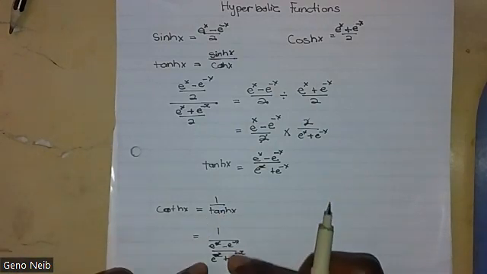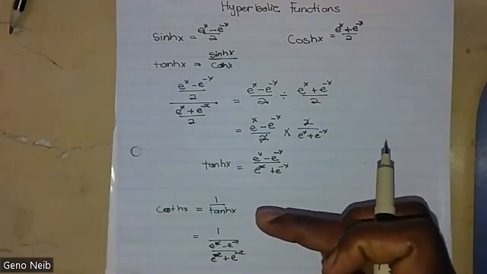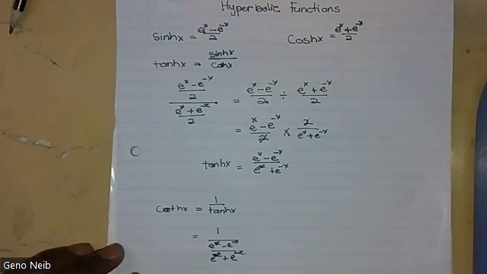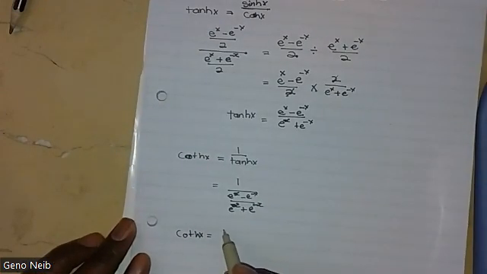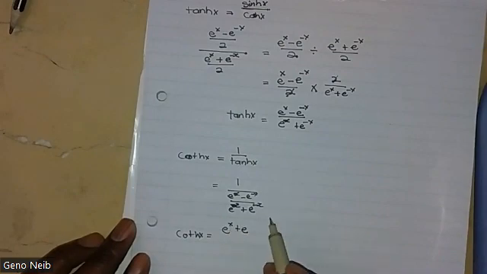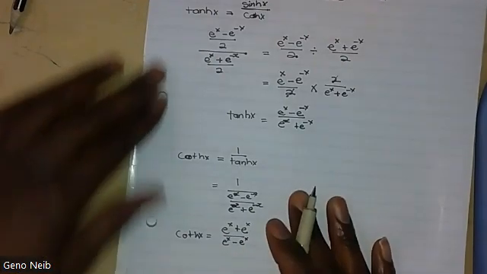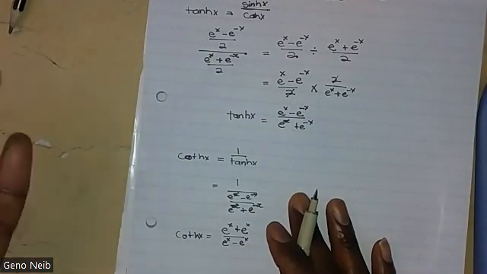And since it's 1 over this one, it means it will just take the reciprocal. So since it will be coth x, coth x is e to the x plus e to the negative x, divided by e to the x minus e to the negative x. So that is how we start with the basics.